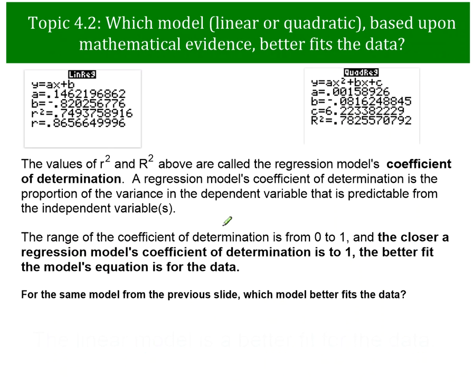Okay. So next thing is that I am given my r squared, lowercase r squared for linear and capital R squared for quadratic, in my output, right? Those values are called the coefficient of determination. That coefficient of determination is always going to be a value from 0 to 1. And what it does, I bolded it so we could definitely see this: the closer the coefficient of determination is to 1, the better the model's equation is for the data.